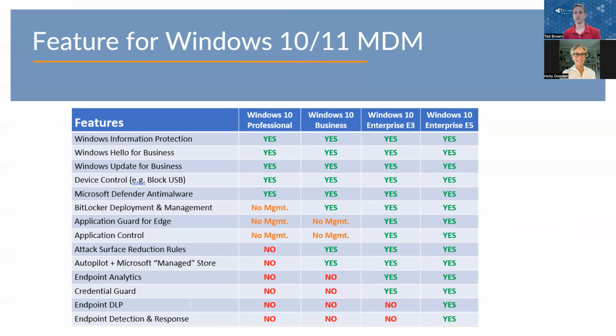So different features are available with different OS levels with MDM. You can see here on the left-hand side, I have Windows 10 Professional. Again, there's no Home Edition because it can't handle Intune. But you have Windows 10 Professional, Windows 10 Business, and you get into more of a security OS, which is going to be Windows 10 Enterprise E3 and Windows 10 Enterprise E5.